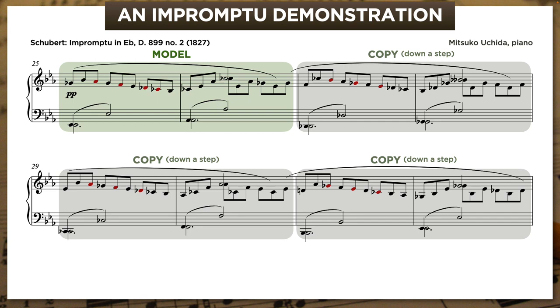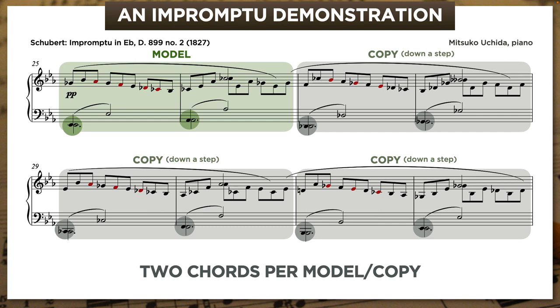What about harmony? First, I want to point out that every one of these 8 bass notes has its own chord, meaning that there are 2 chords in the model and 2 in each copy. That's exactly what we'd expect. Second, all the chords are in root position.